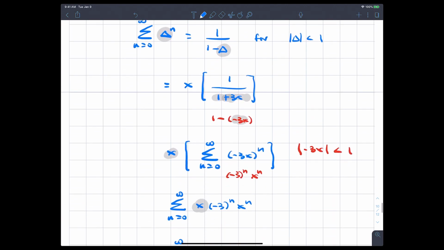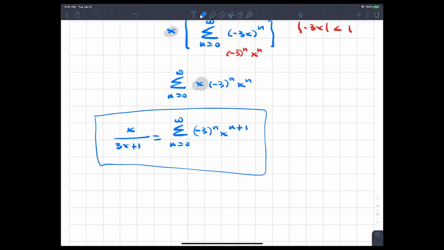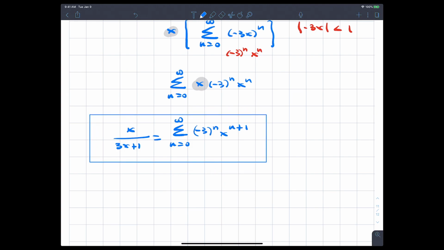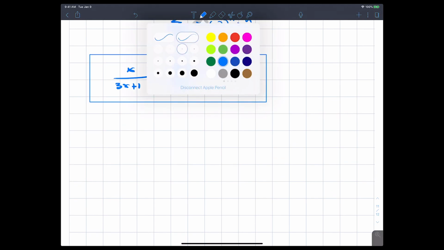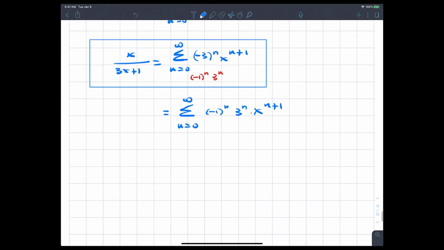So what's the original function? x over 3x plus 1. So you did a power series expansion here, and you're done. However, you may look in the back of the book and see a couple of things. You're going to see that they write this portion as negative 1 to the n, 3 to the n, x to the n plus 1, n going from 0 to infinity. So you can see this expansion as well.